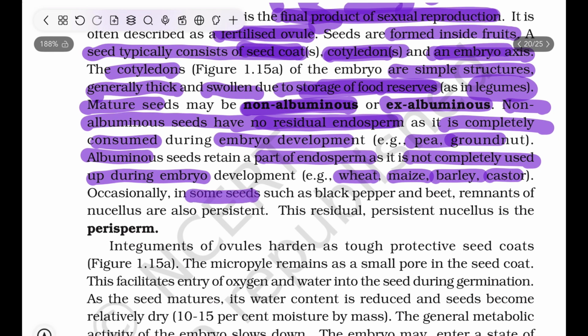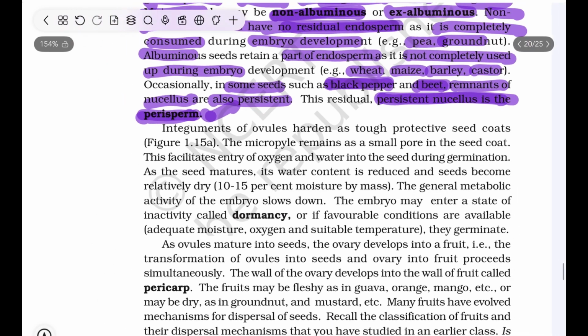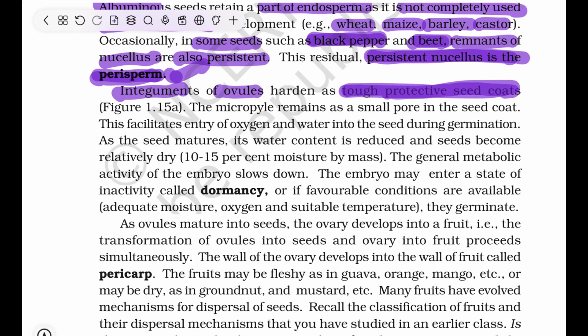Occasionally, in some seeds such as black pepper and beet, the remnant of the nucellus is also persistent. That is also important. In black pepper and beet, this persistent nucellus is the perisperm. The nucellus that persists forms the perisperm. What do the integuments of the ovule form? They harden into a tough protective seed coat.